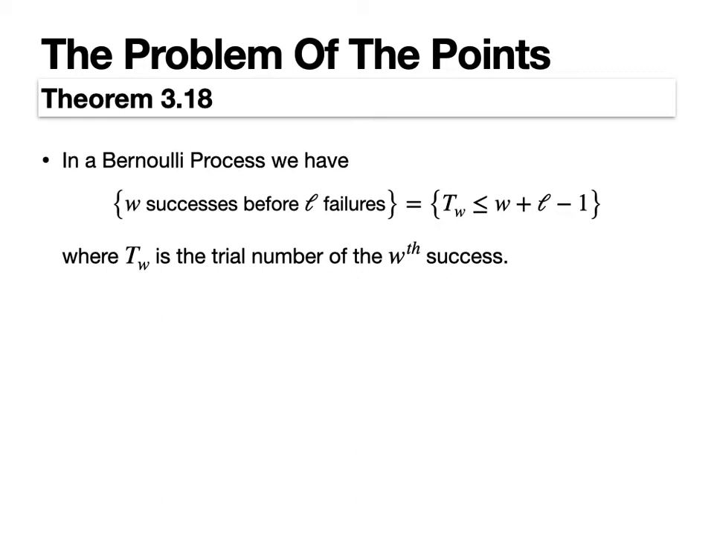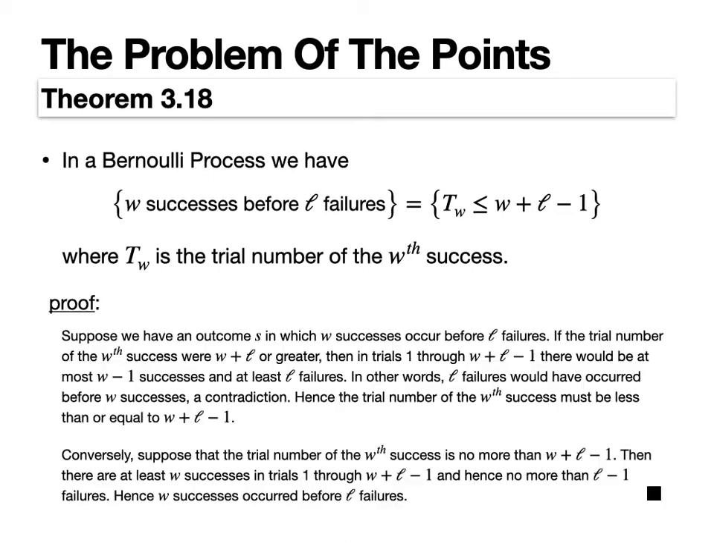So we can think about this in terms of a Bernoulli process, and the theorem that turns out to be crucial here is this one. In a Bernoulli process, the event that you get W successes before L failures is precisely the same as the event that the trial number of the Wth success is less than or equal to W plus L minus 1. And you'll recognize that variable T sub W as the negative binomial variable we've studied in Bernoulli processes.